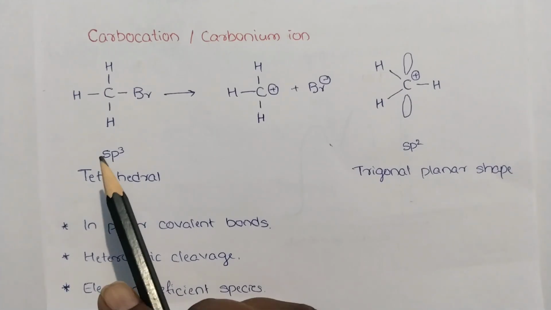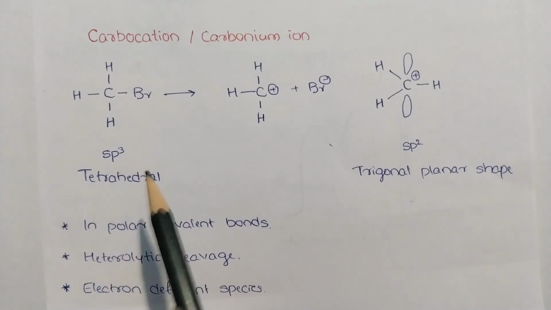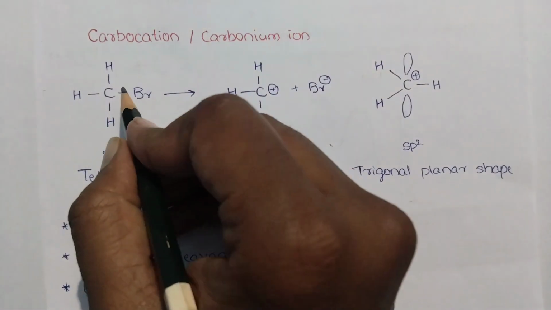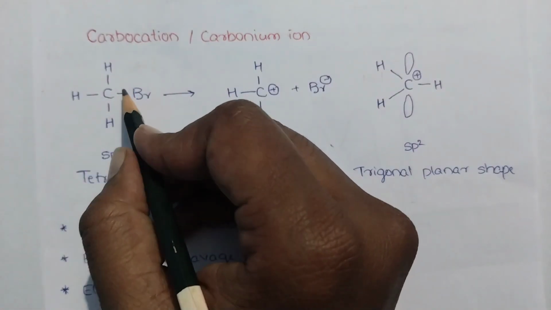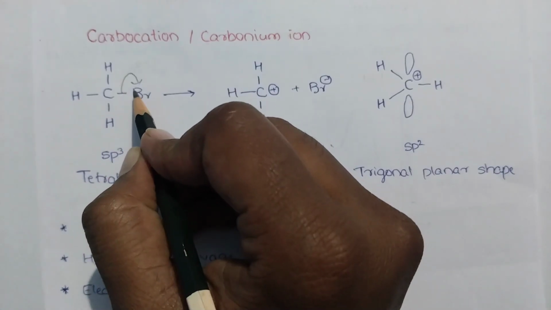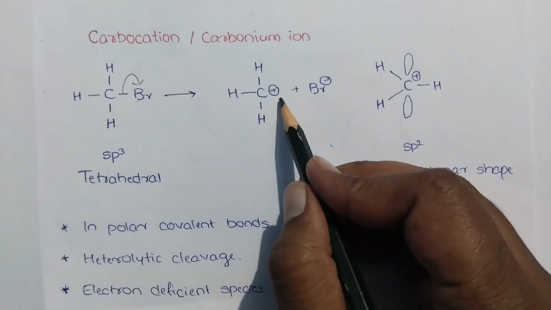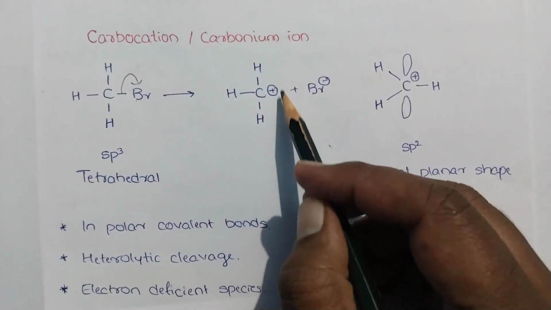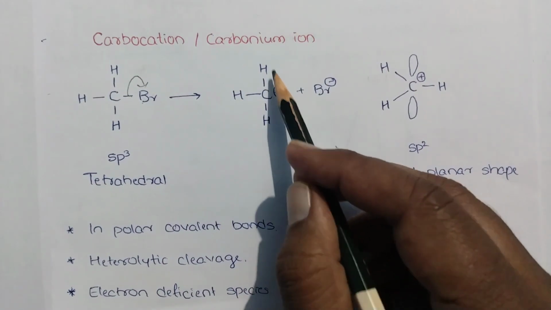The structure of this CH3Br is tetrahedral. When this Br undergoes heterolytic fission, Br is electronegative, so both the electrons go to Br. Hence the carbon gets a positive charge. This is called a carbonium ion or carbocation.